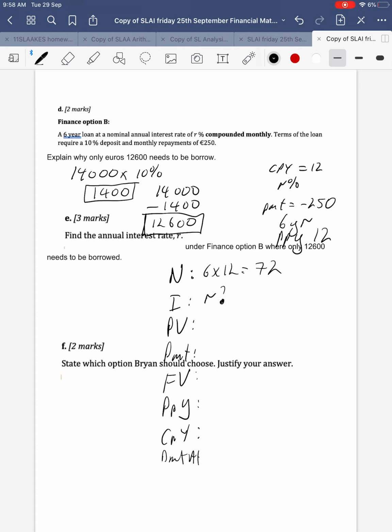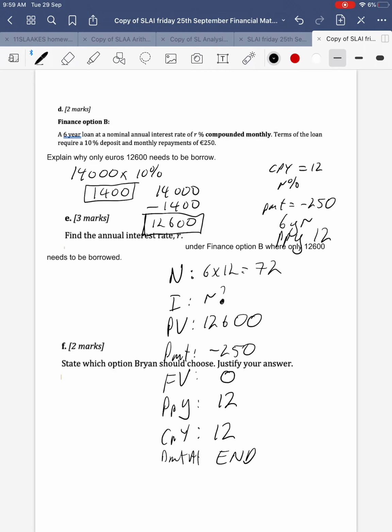This is R, we don't know what it is. The amount of loan is 12,600. The payment, how much we pay per month, is minus 250. The final value is 0. Payments per year is 12, and also the compounding period is 12, and payment at end. So let's get that in our calculator again, one more time.